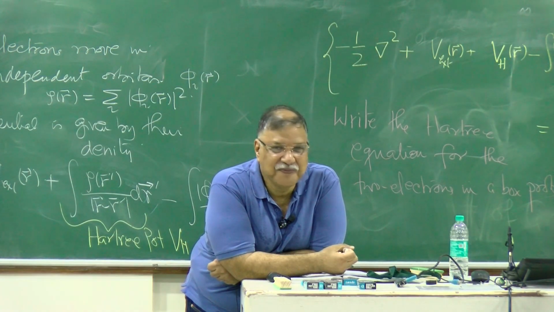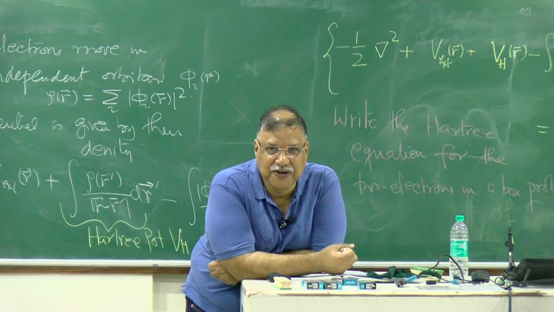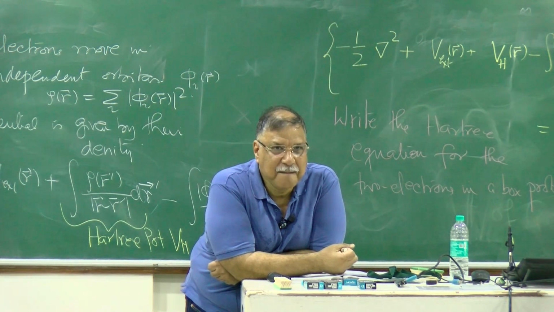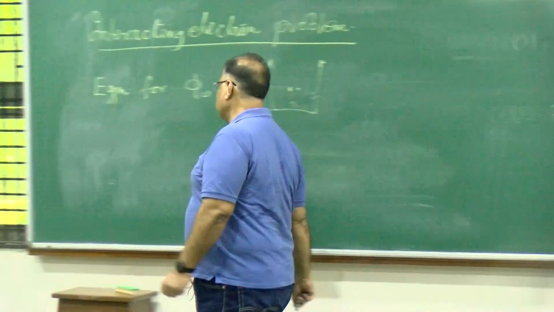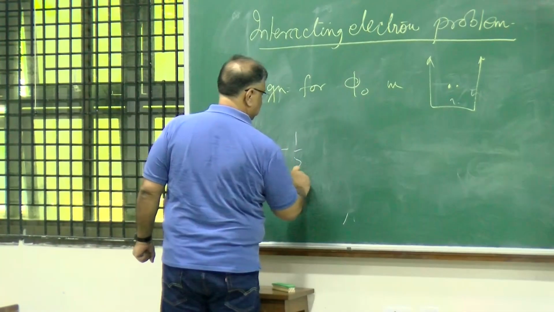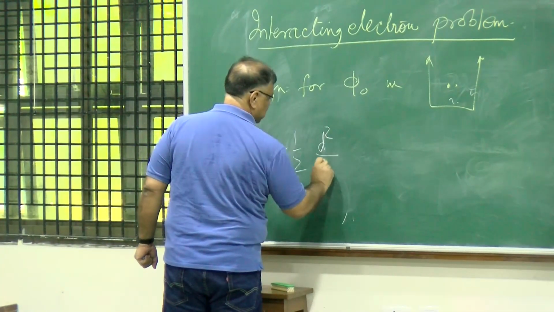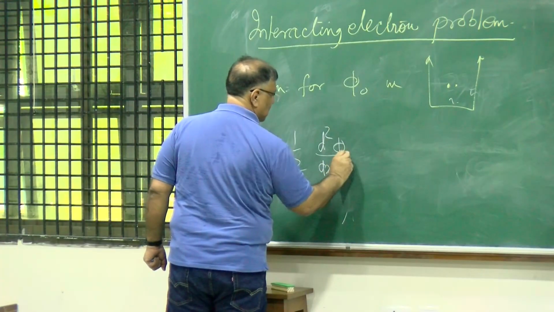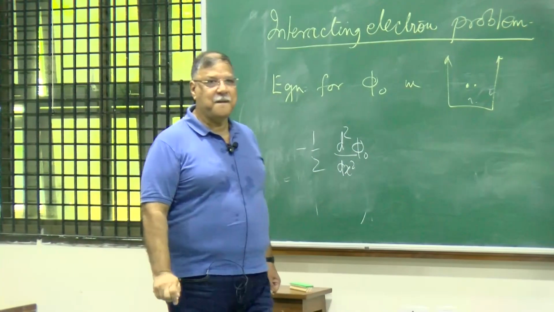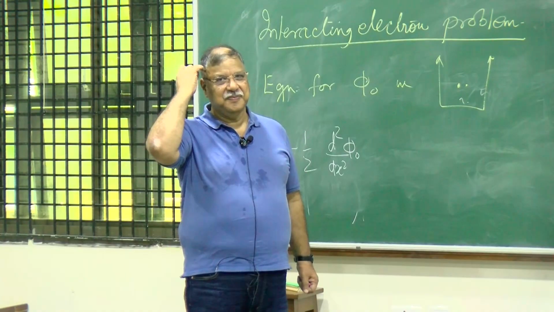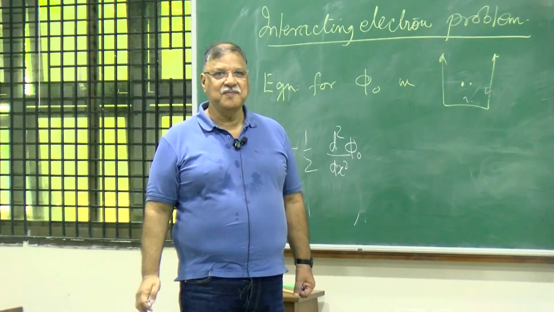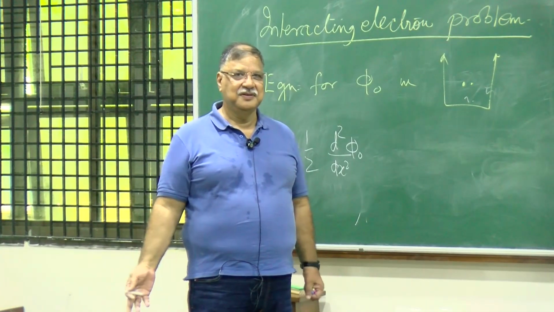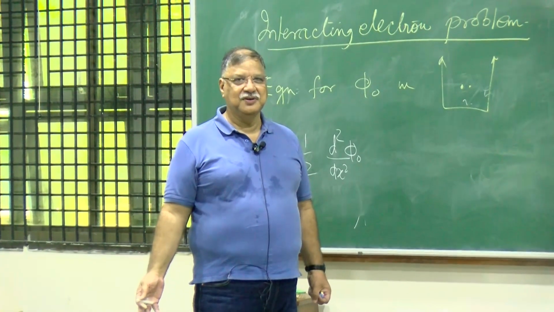Kinetic energy operator. What is the kinetic energy operator in this? Minus. Okay, so let's do that. Minus half. This is one dimensional. Okay. Next. V external is 0.